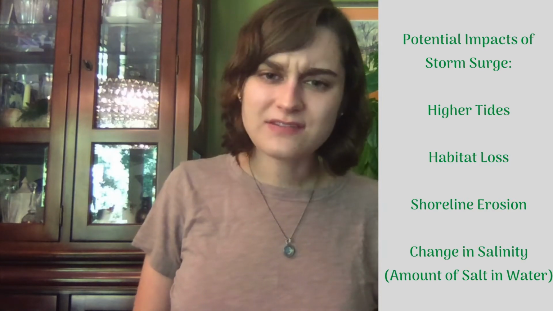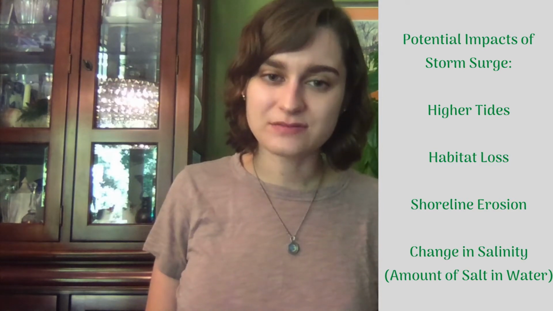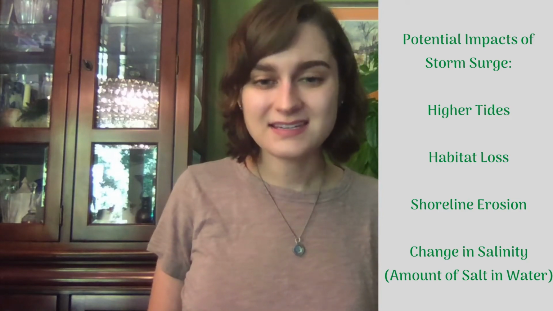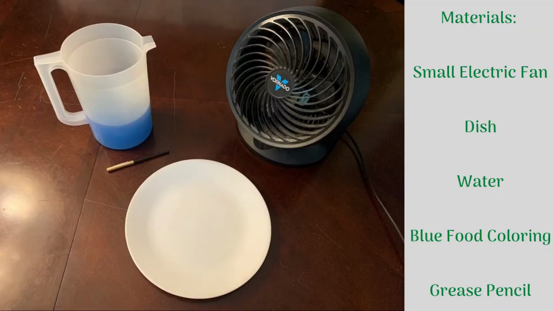And all of these environmental changes remove Hudson River dwellers such as turtles and blue crabs from their homes and endangers their lives. To demonstrate and better understand the power of a storm surge, we'll be doing an experiment using some household items. For this activity, you'll need the following materials: a small electric fan, a dish, water dyed with food coloring, and a grease pencil.